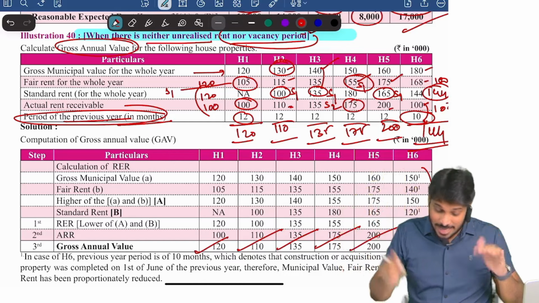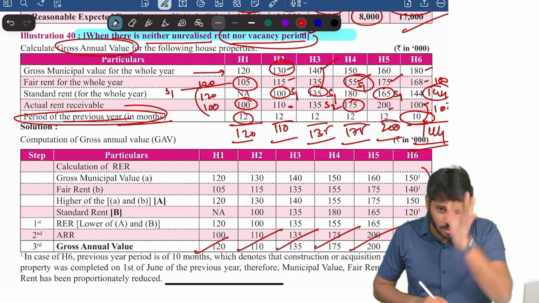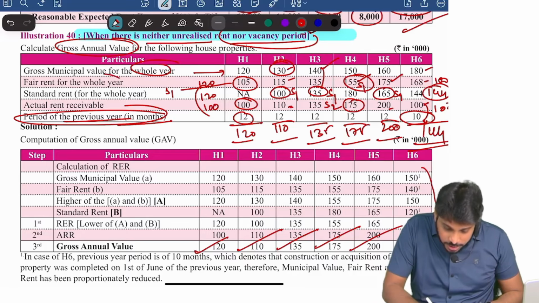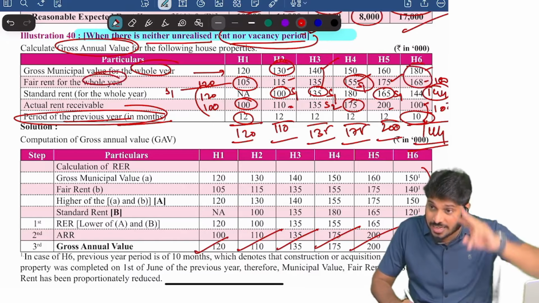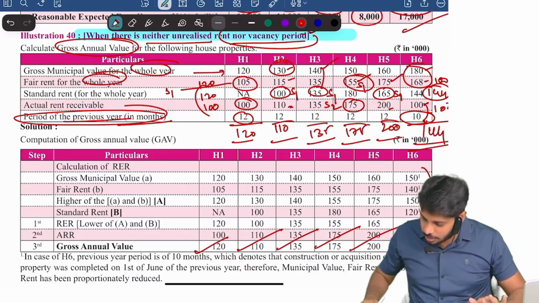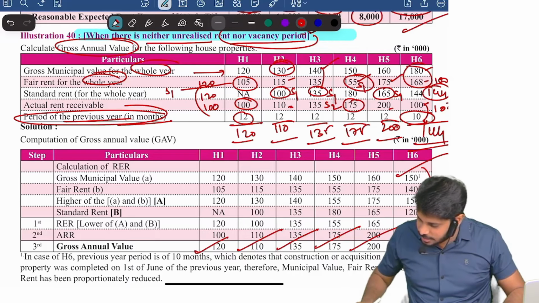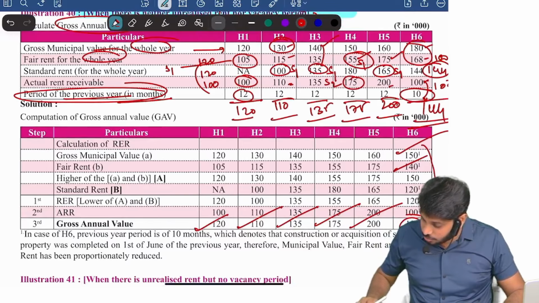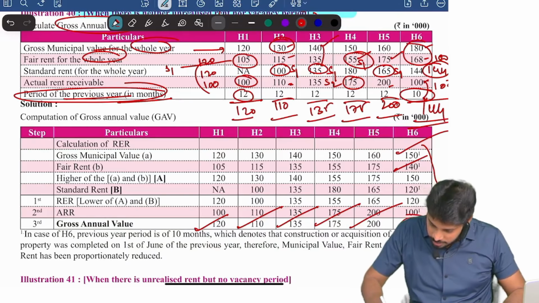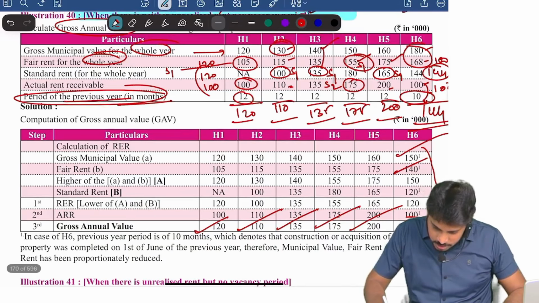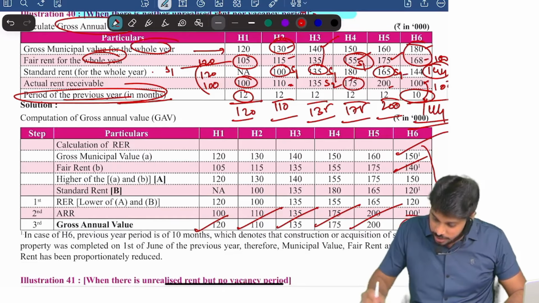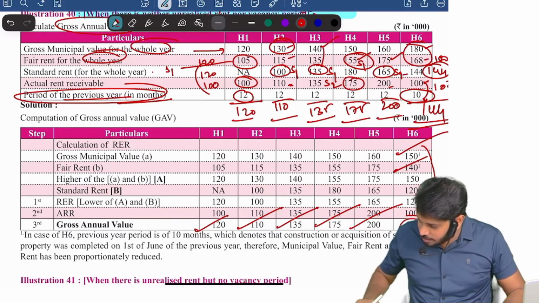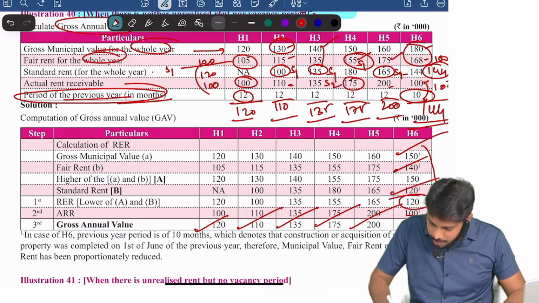You understood? They took one assumption that the property is only for 10 months, whereas here it is given for the whole year. So you should take it only for 10 by 12. That's how they took it. 180 into 10 divided by 12 is equal to 150. Correct? 168 into 10 divided by 12 is equal to 140. Correct? Standard rent is also given for the whole year, 144 into 10 divided by 12 is equal to 120. Therefore 120 or 100, 120.